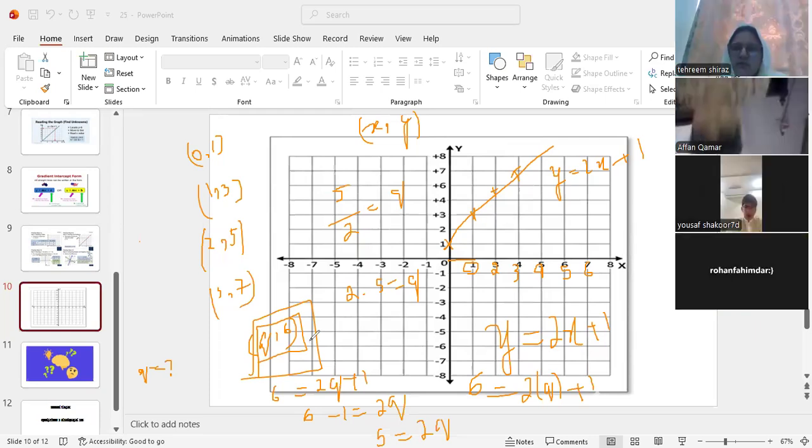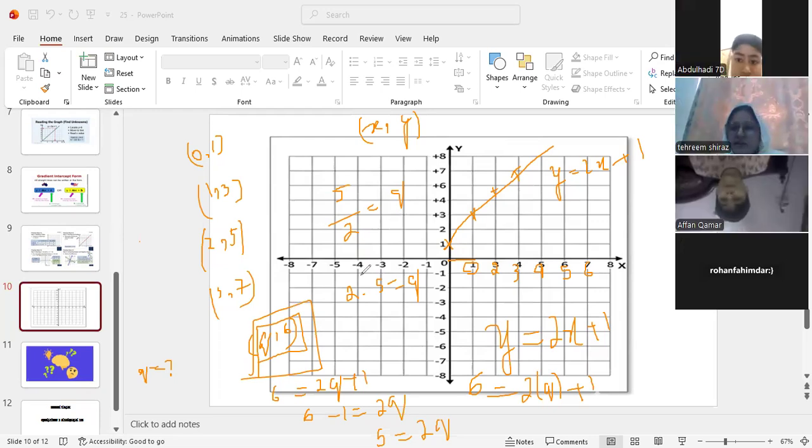Okay, you can use any way to solve this question, but right now just tell me if you have any question related to this function. No, okay. Yes, Abdul Hadi.